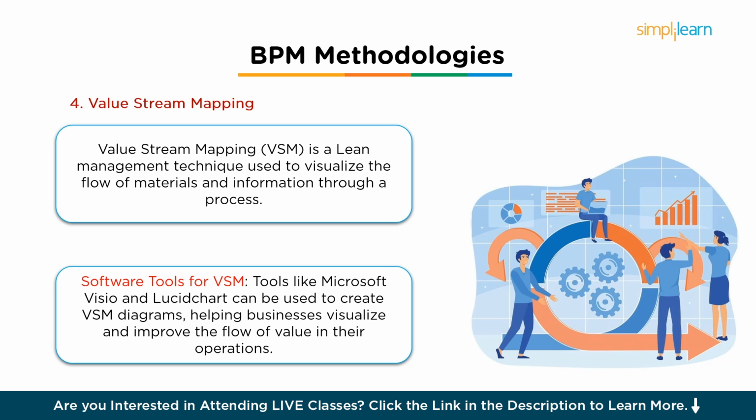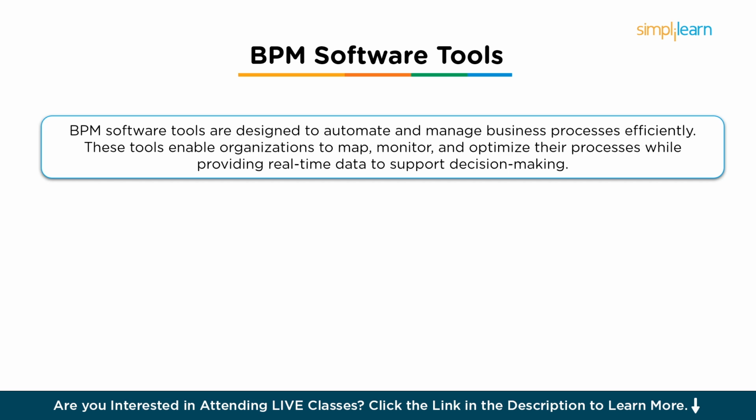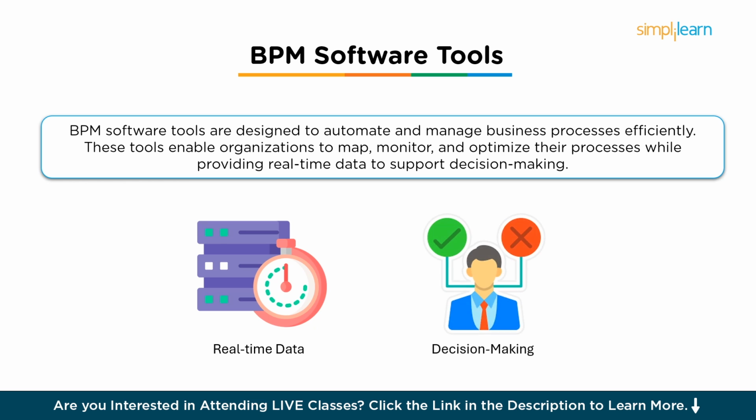Now that we've covered the major BPM methodologies, let's shift our focus to the software tools that support BPM and enhance process efficiency. BPM Software Tools. BPM software tools are designed to automate and manage business processes efficiently. These tools enable organizations to map, monitor, and optimize their processes while providing real-time data to support decision-making. BPM software tools can be divided into several categories depending on their functionality and focus.